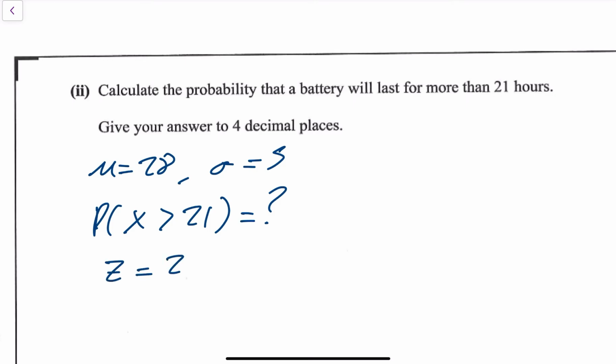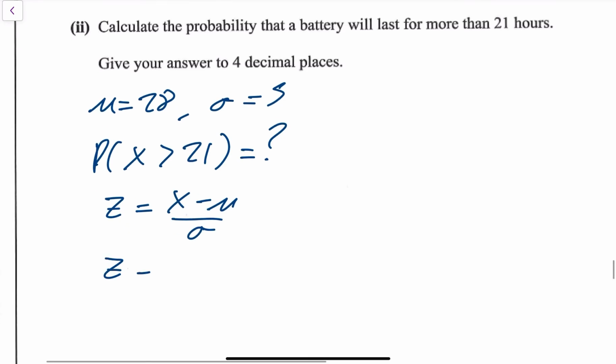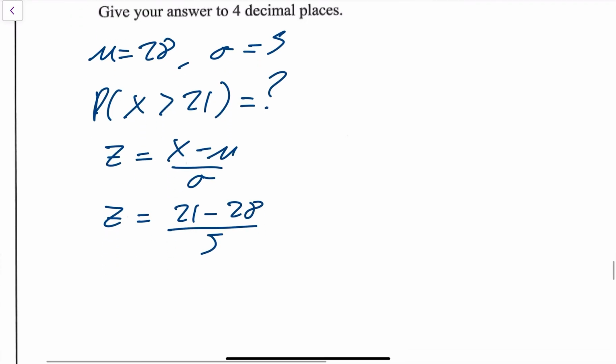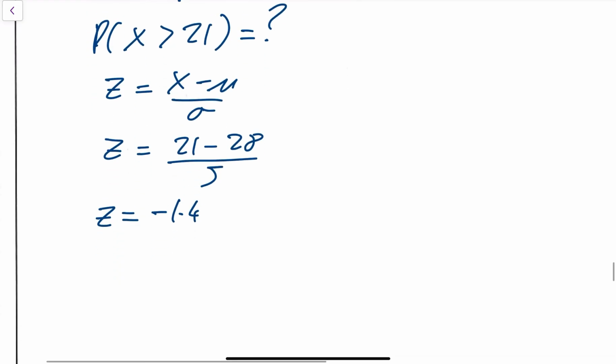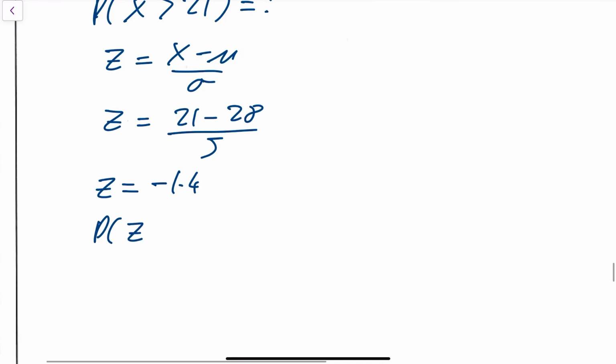So let's find our z value. Sorry, write the formula down again. Apologies. z = (X minus mu) over sigma. So z in this case is 21 minus 28 over sigma, which is 5. So z is equal to minus 1.4. So we want to find the probability that z is greater than minus 1.4 is what we're looking for.